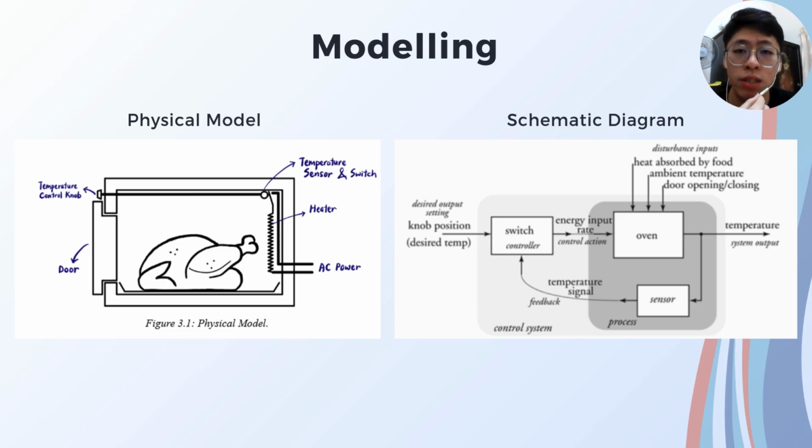On the left, the physical model shows the main components: the heater powered by AC, the temperature sensors, the control switch, the temperature control knob, and the door. Together, they form the oven's structure for heat transfer and regulation. On the right, the schematic diagram illustrates the control system. The desired temperature is set via the knob. The controller adjusts the energy input based on the feedback from the sensor, which monitors the oven's internal temperature. Disturbances such as heat absorbed by food, ambient temperature, and door opening are also factored into this system.